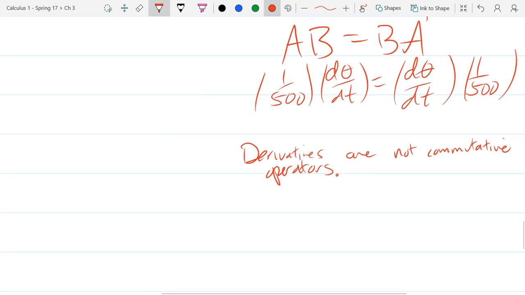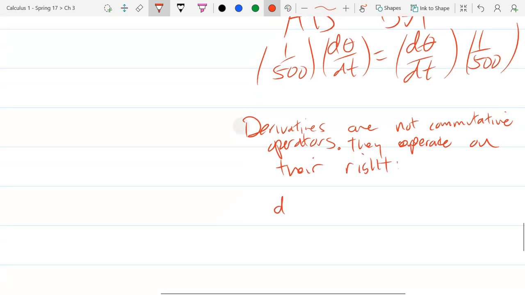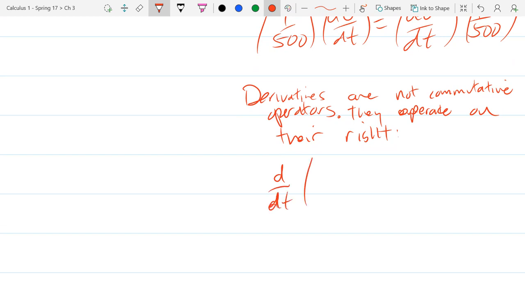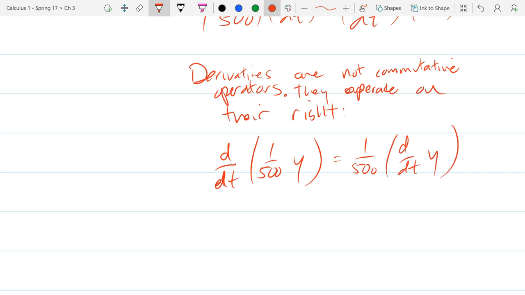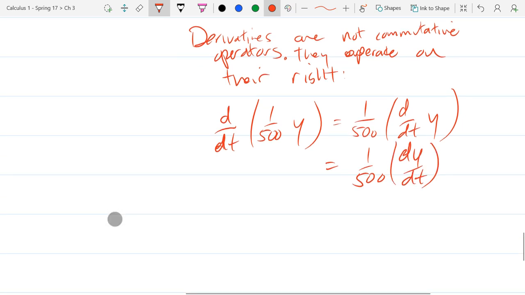They operate on what's to their right? They operate on their right. So we know how to take this derivative. We just, times y. So this is 1 over 500 d/dt of y. So that's the regular way to do calculus, just a constant multiple rule.